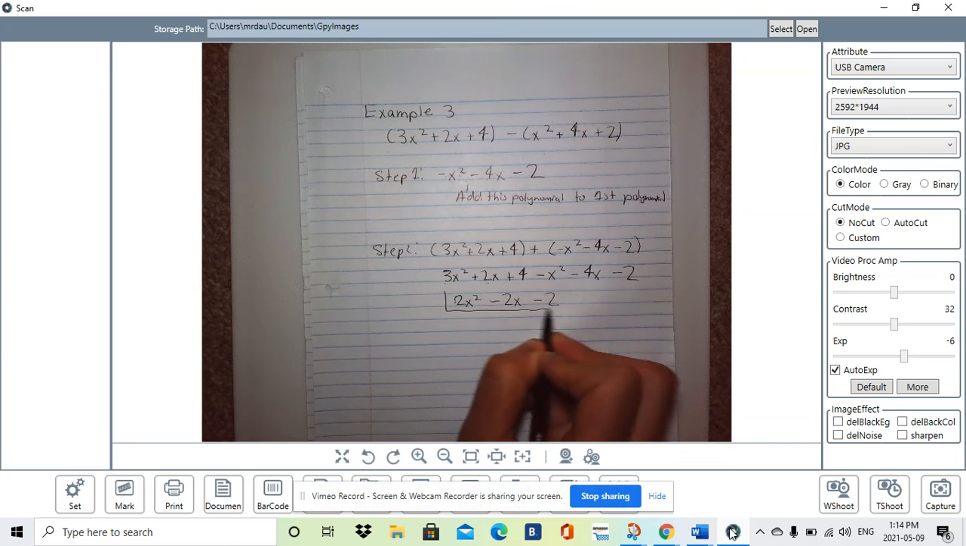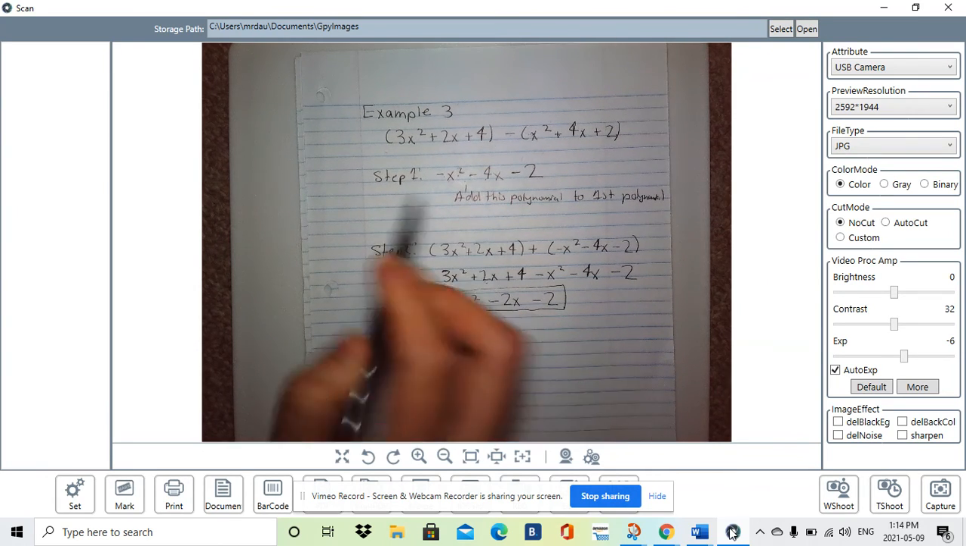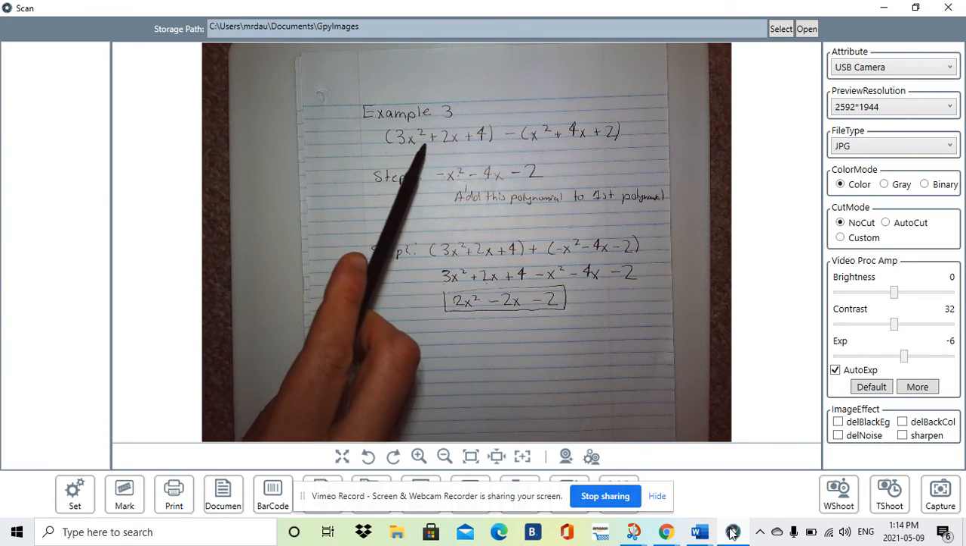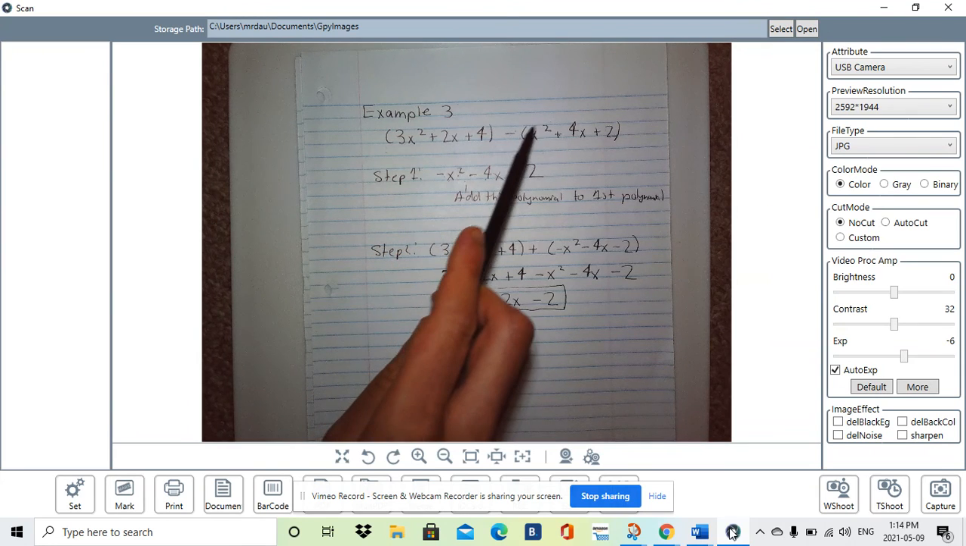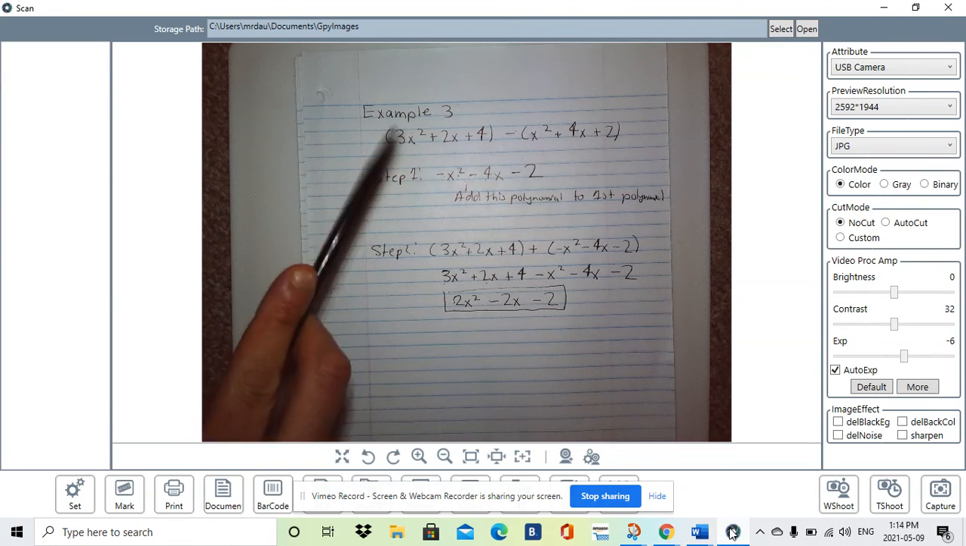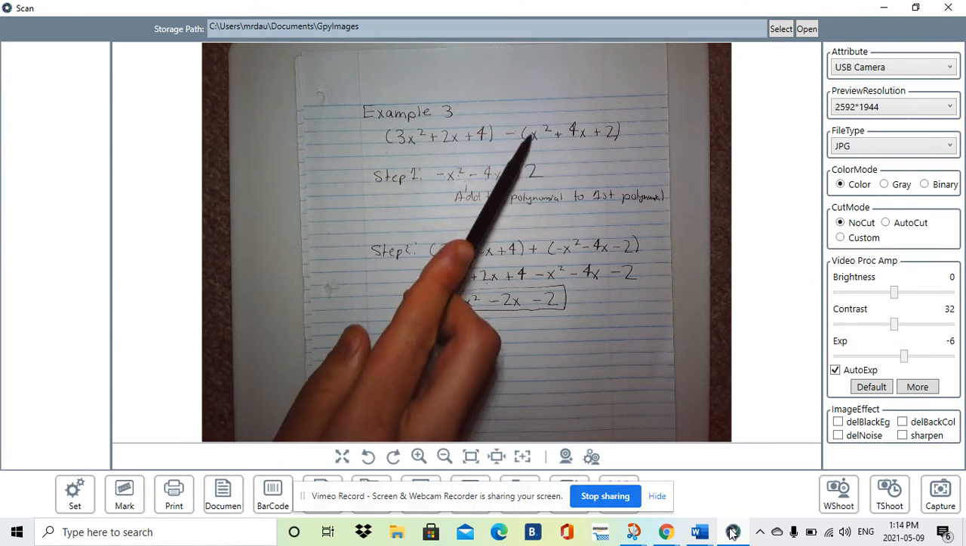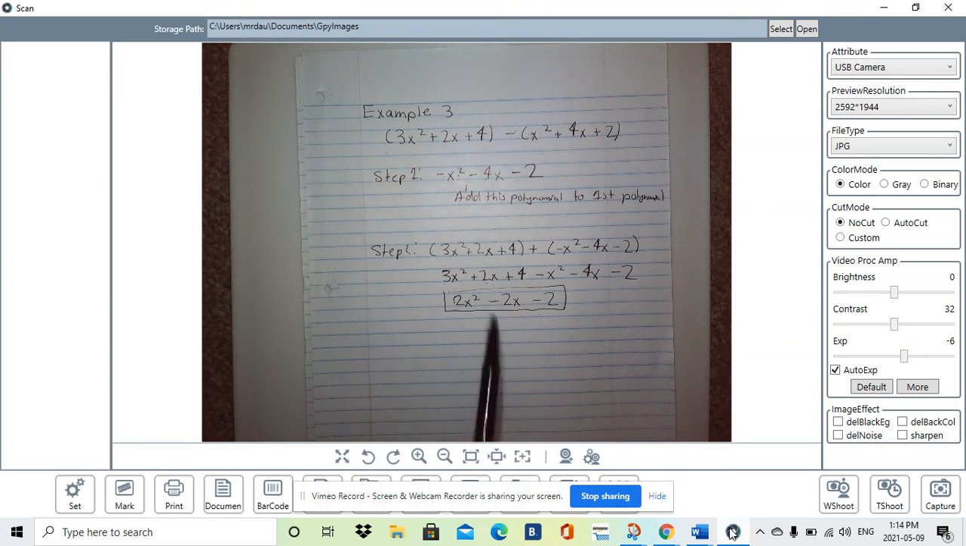So the answer to 3x squared plus 2x plus 4 minus x squared plus 4x plus 2, the subtraction of these two polynomials, is 2x squared minus 2x minus 2.